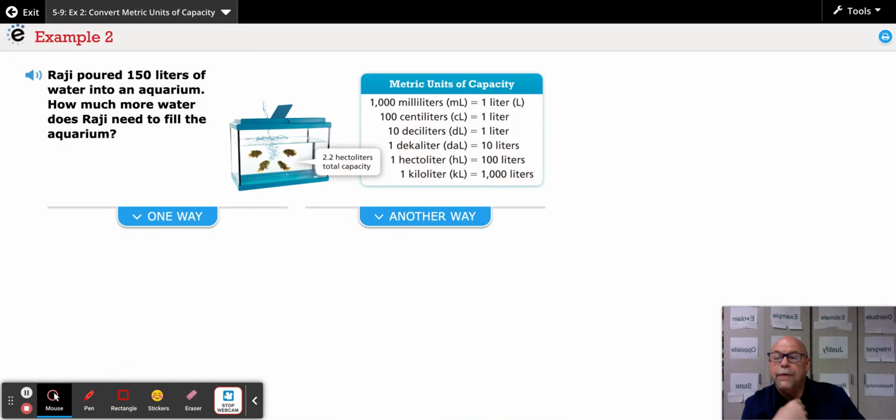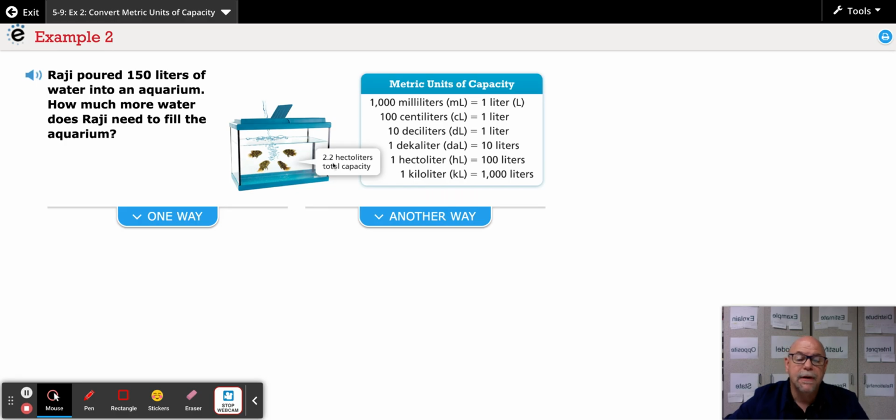All right, so for example 2, this time we're converting metric units of capacity. So things like liters, right? In the customary unit, we would think of gallons and cups, but in metric units, capacity is basically liters, right? So we have this Raji. Raji poured 150 liters of water into an aquarium. How much more water does Raji need to fill the aquarium?